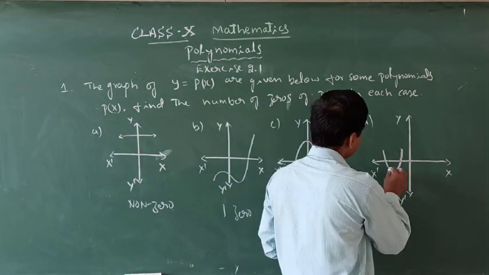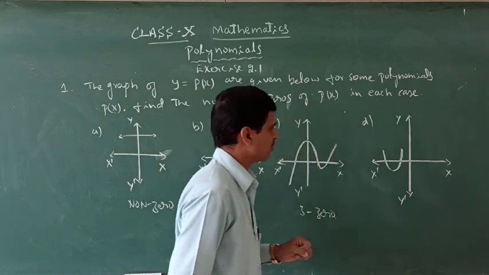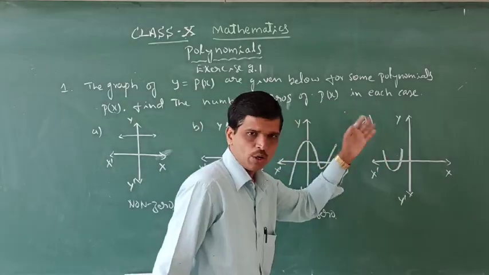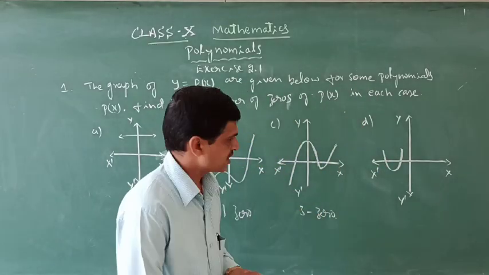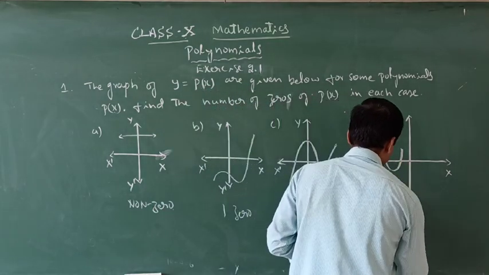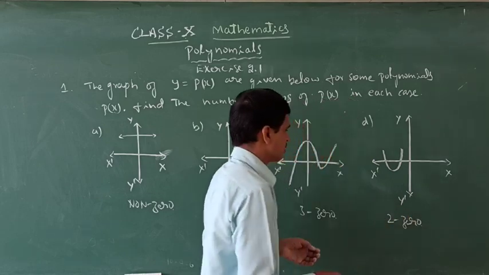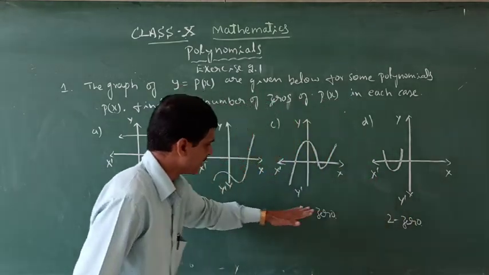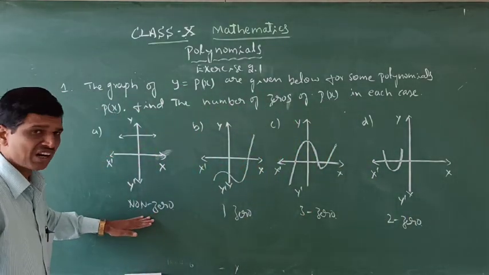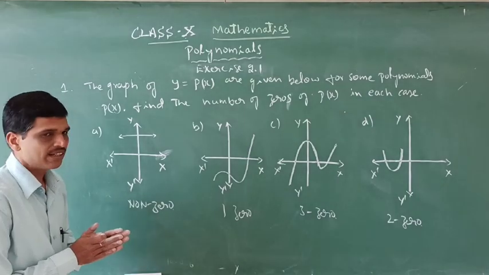Here also, consider this graph. It is also a parabolic structure. Here it touches 2 points, therefore there are 2 zeros of the polynomial. Here comes 2 zeros, here 3 zeros, here 1 zero, and here none.